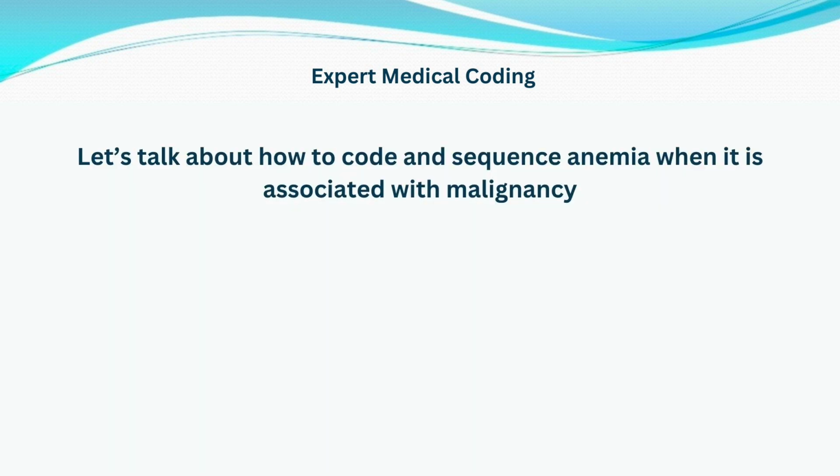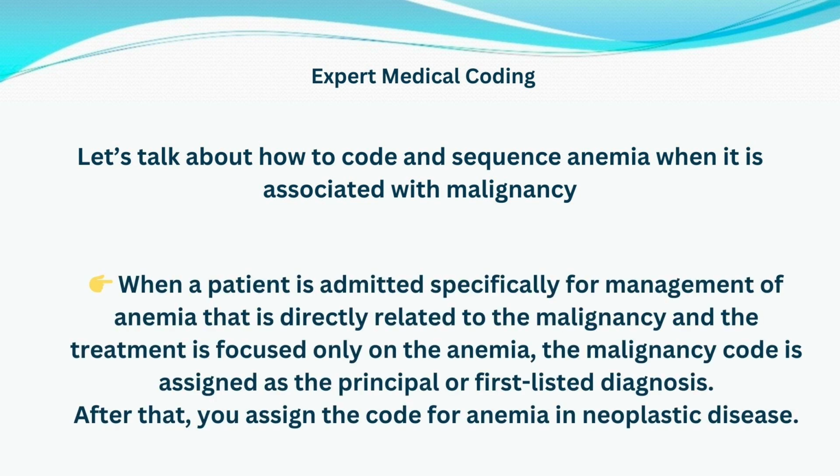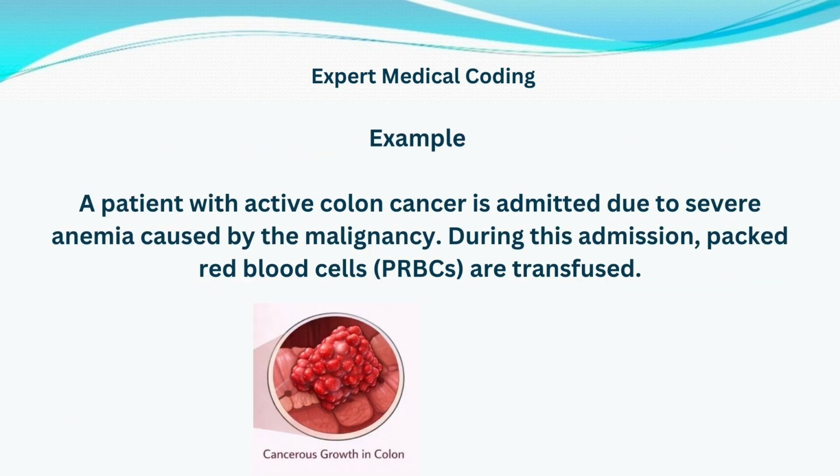As we have read the guideline, let's talk about how to code and sequence anemia when it is associated with the malignancy. When a patient is admitted specifically for management of anemia that is directly related to the malignancy and the treatment is focused only on the anemia, the malignancy code is assigned as the principal or first-listed diagnosis. After that, you assign the code for the anemia in neoplastic disease. Let us see an example here.